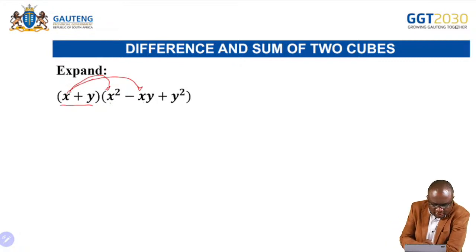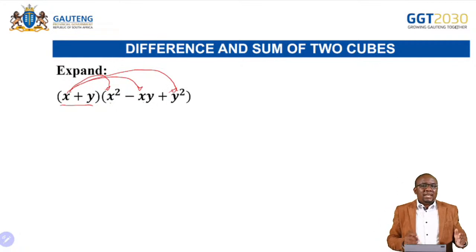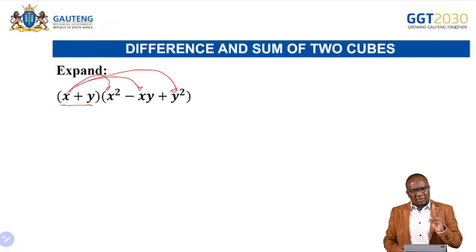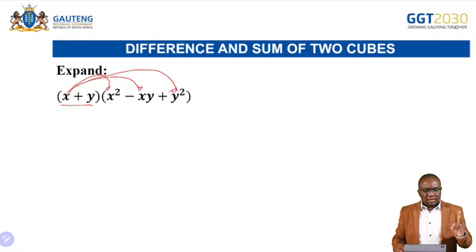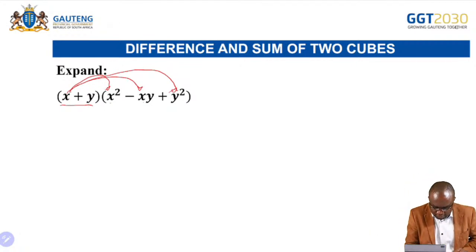What is x times positive y squared? It's going to be xy squared. Now you must be having three terms in your expression: x cubed minus x squared y plus xy squared. We've distributed the x. Let's go to the plus y.